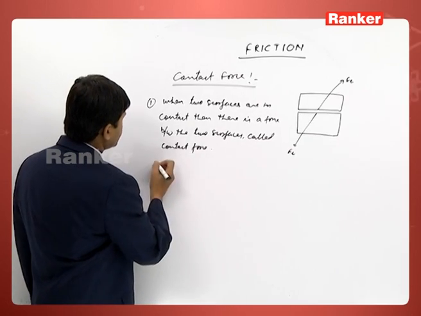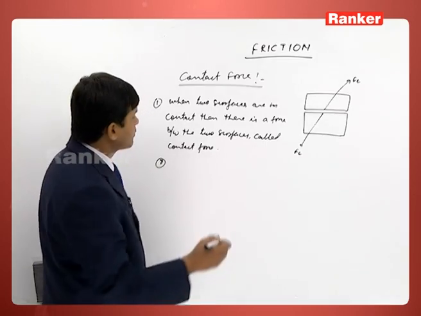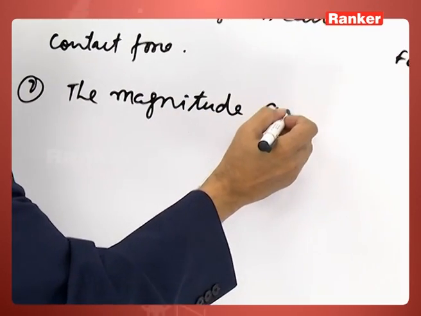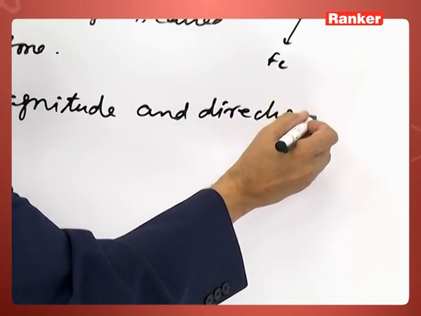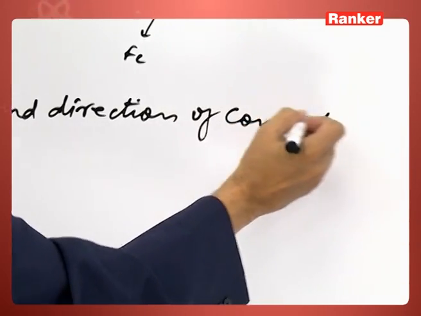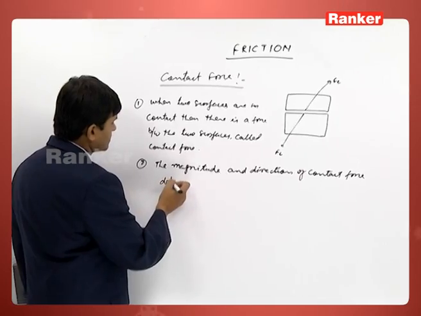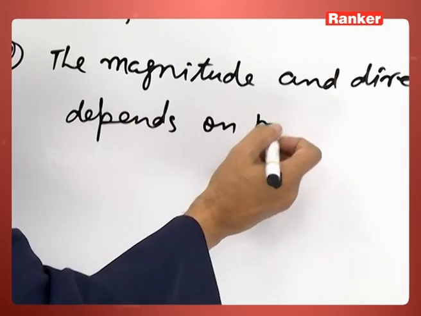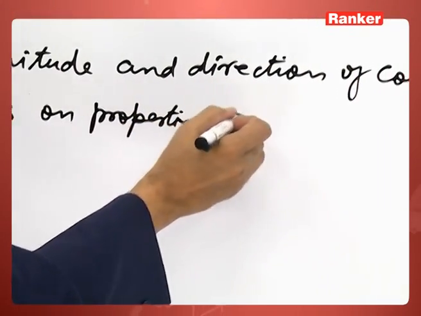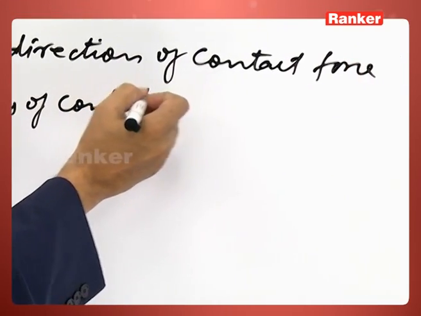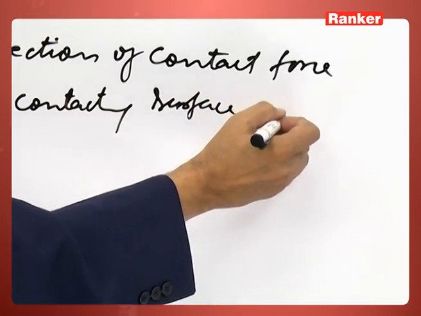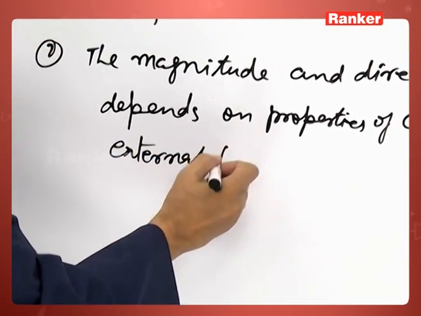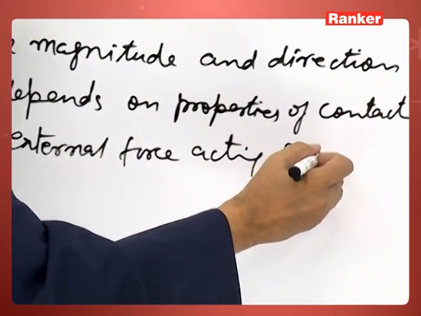And the second point here: the magnitude and direction of contact force depends on the contacting surface, or depends on properties of the contacting surface, and external force acting on the bodies.